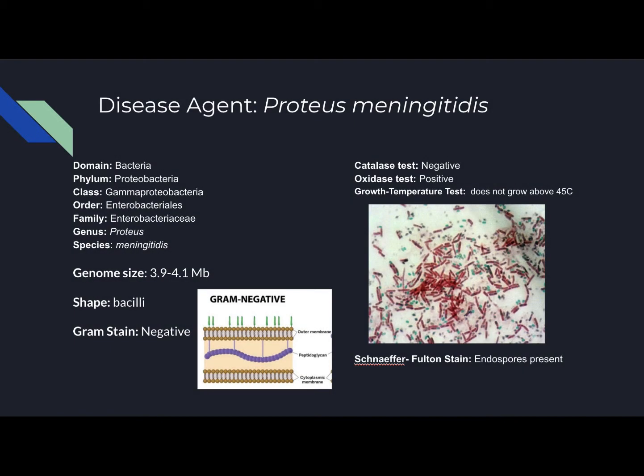Blumkin's disease is caused by the bacteria Proteus meningitis, which is found in the very large family of Enterobacteriaceae. The shape of the bacteria is bacilli, and it comes out gram-negative for any clinical testing. It also produces endospores, meaning that it is very difficult to get rid of when it is found in stressed conditions. Many of the Proteus species are commonly found in the human gut microbiota, and it also often causes UTIs.